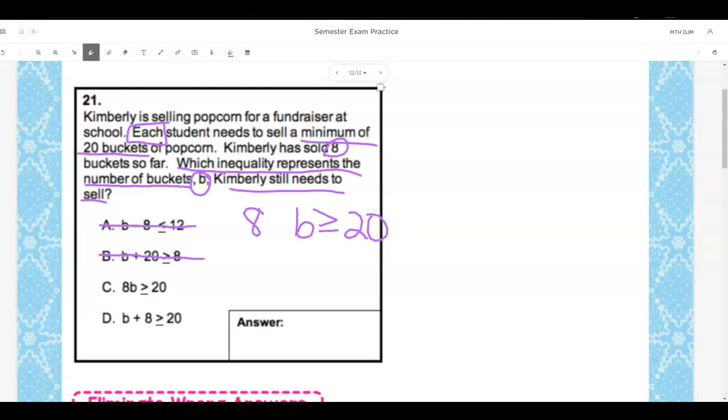So down here, this is telling me I take the number that she already sold, and I'm going to multiply it by what she still needs to sell to get 20. That doesn't make sense. I wouldn't multiply to figure out part of a group to get to a total. But I would add it. So let's see this. This is what she needs to sell, plus what she already sold has to be greater than or equal to 20. Yes, that's the one that makes the most sense.